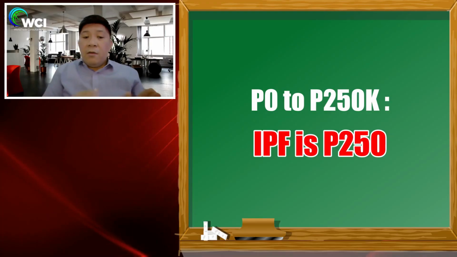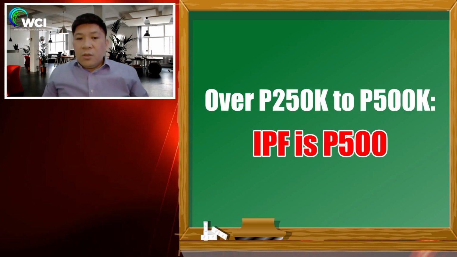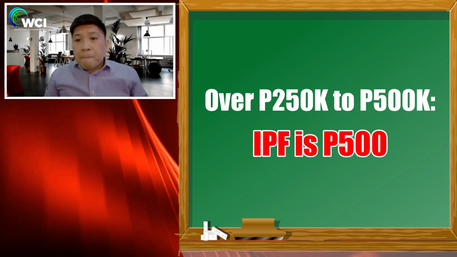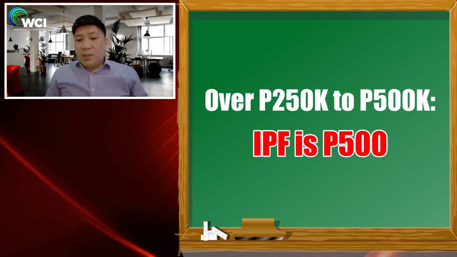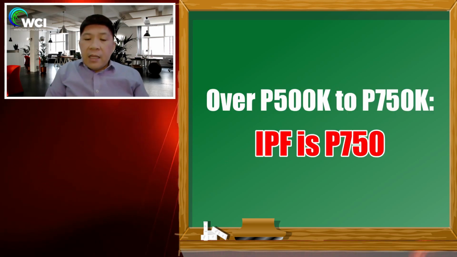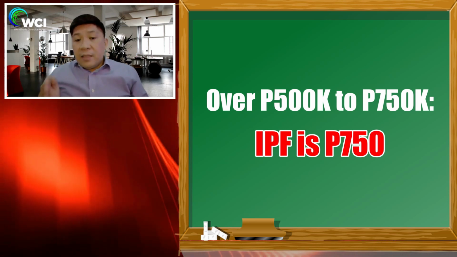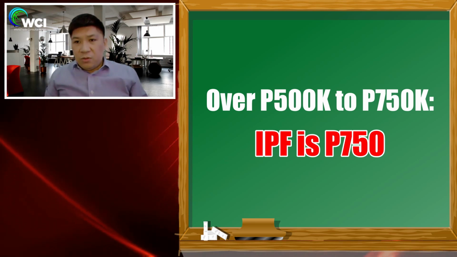Your IPF is 250. So, hindi po mahirap tandaan. From 0 to 250, ang rate is 250 pesos. So, over 250 hanggang 500,000 pesos, ang rate is 500. So, di ba po, yung dulo-dulo lang ang tatandaan. Then, over 500,000 pesos, up to 750,000 pesos ng dutiable value, ang IPF rate is 750 pesos.